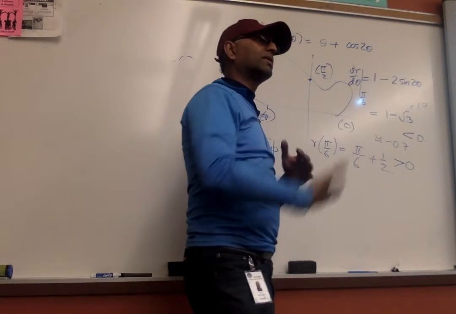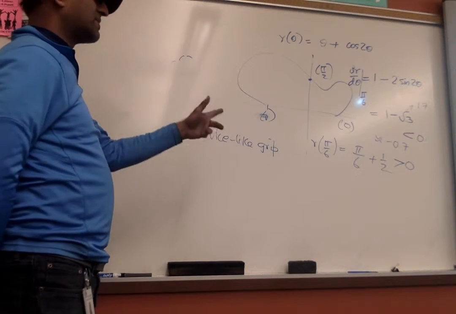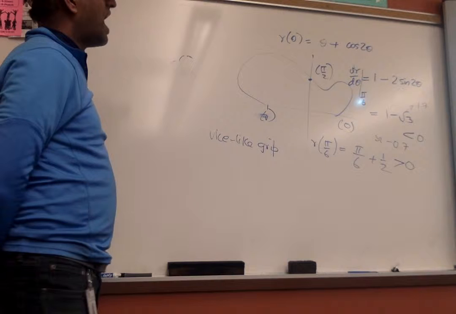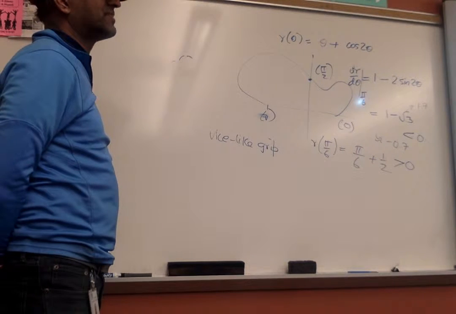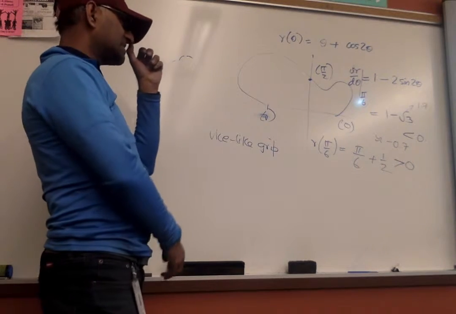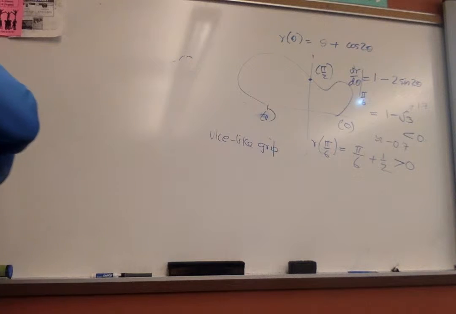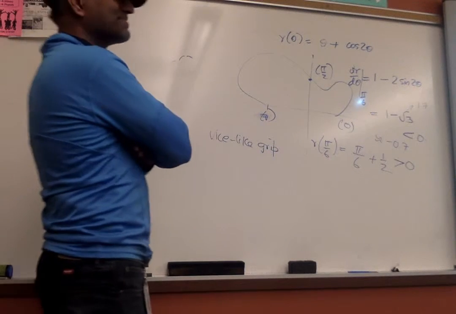So let me call it out. Indicates that at theta equals pi over 6, since r of pi over 6 and r dash of pi over 6 have opposite signs, the distance of the curve from the origin is decreasing at the rate of 0.7 centimeters per radian.